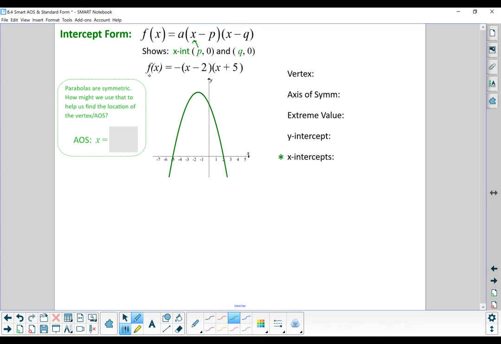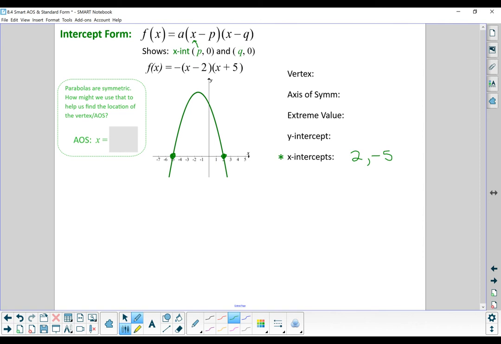So if I have the function f of x equals negative x minus 2 times x plus 5, I am going to have x-intercepts at positive 2 and at negative 5. So I already have this graph kind of sketched for us with those two x-intercepts shown.